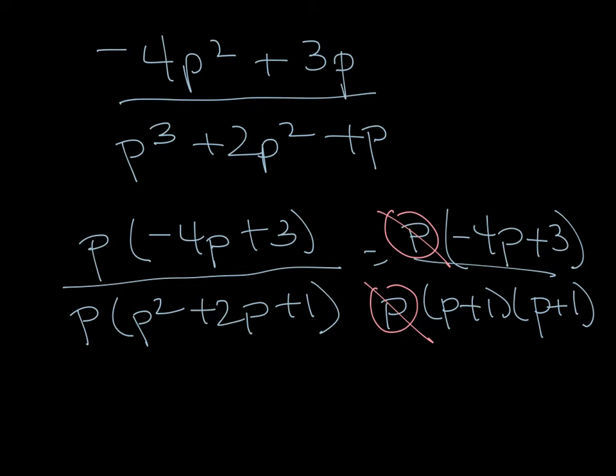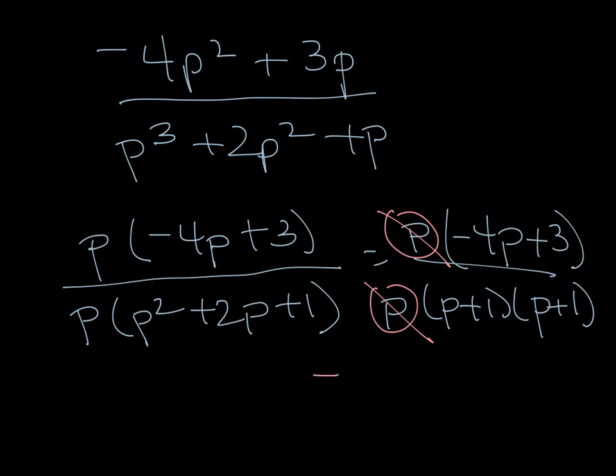And the answer is no, because the p on the top and the negative 4p plus 3 and the p on the bottom and the p plus 1, they're part of binomials, and we cannot change the look of a binomial. So the only thing that this problem had in common that we can factor out was the common p, greatest common factor on the outside.